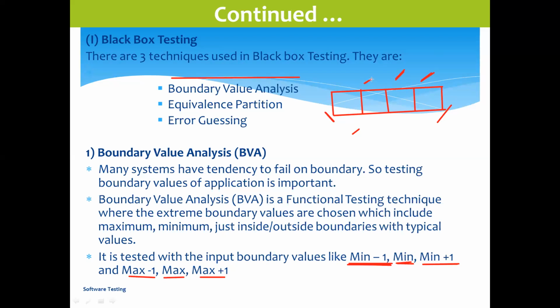Similarly, in this range, 11 to 20, 2 or 3 randomly you can take and check. In this range also, 1 to 10. So this is equally distributed. That's why this type of checking is called equivalence partition. And next is error guessing.